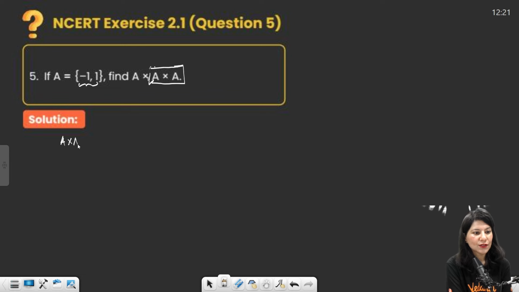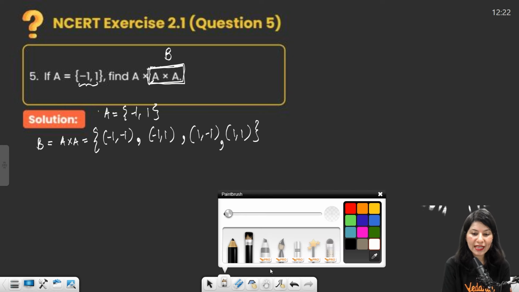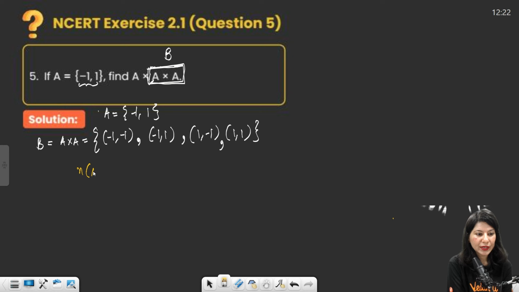A cross A will have ordered pairs, right? The first element comes from A, the second also comes from A. So basically four elements will be there, like (1, -1) and (1, 1). Four elements will be there in A cross A. Now let us assume this is another set, any set B. B has four elements, and A clearly is {-1, 1}, which has two elements. So A has two elements, and B has four elements, four ordered pairs. Ordered pairs act as elements only.